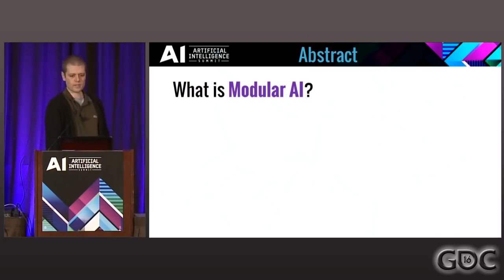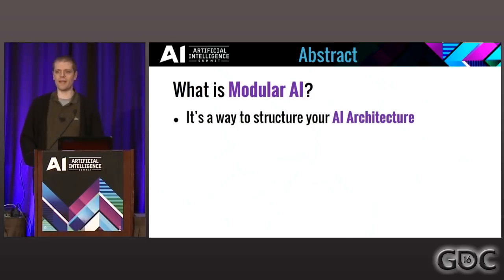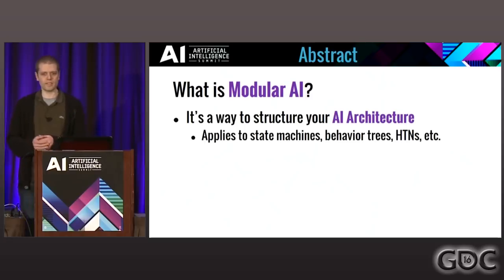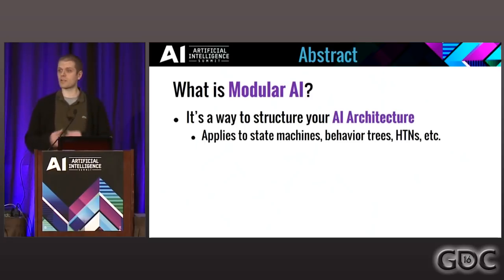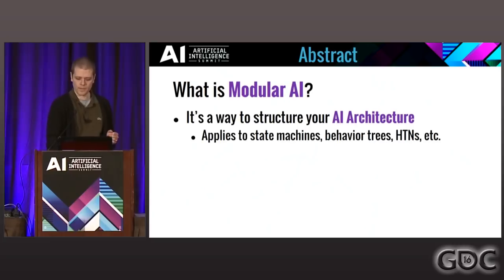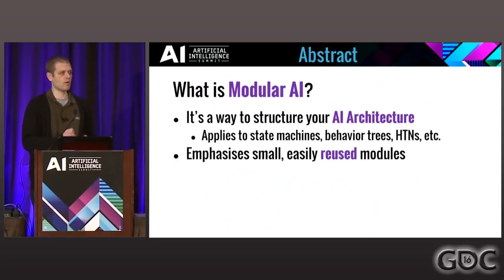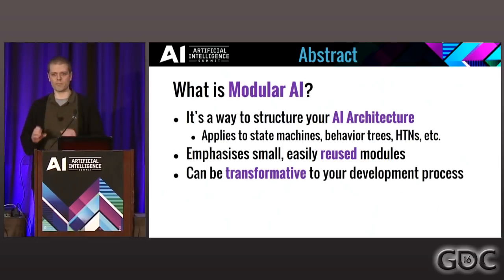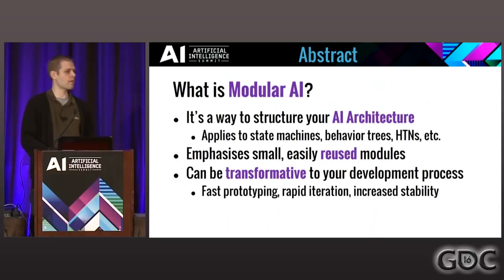So what is modular AI? Well, it's a way to structure your AI architecture. It's not a specific approach. In fact, you can take a modular approach and apply it to state machines, behavior trees, task networks, whatever your decision-making structure is, you can always make that more modular. In general, it emphasizes small, easily reused modules. And if you have a nice modular architecture, it can be absolutely transformative to your development process. It can allow you to do things like fast prototyping and rapid iteration. It's even going to increase the stability of your code base.